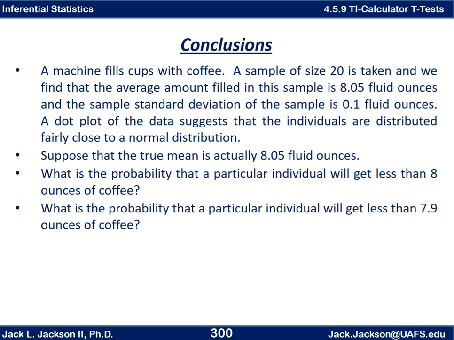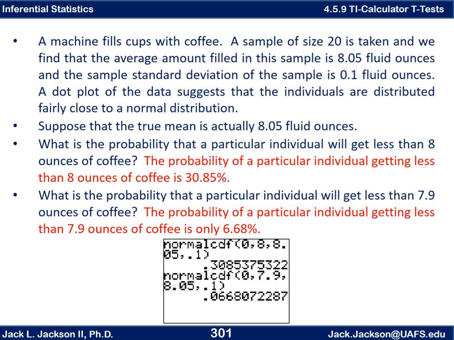Let me ask you a couple other questions. What's the probability that a particular individual will get less than 8 ounces of coffee, or less than 7.9 ounces of coffee, if the true mean actually is what our sample mean was, which is 8.05? Now we're sort of changing our assumption that the sample mean is really representative of the true mean. If that's the case, what are these probabilities? Go ahead and figure these out now. Press pause. Okay, you should have done these on your calculator by now.